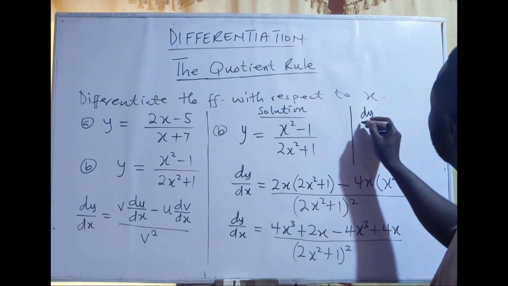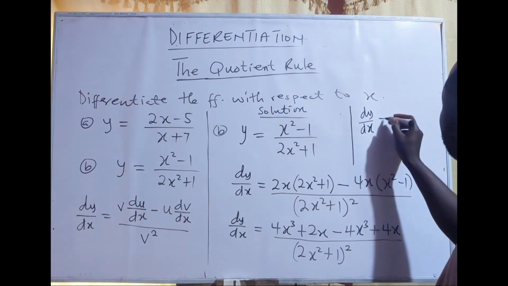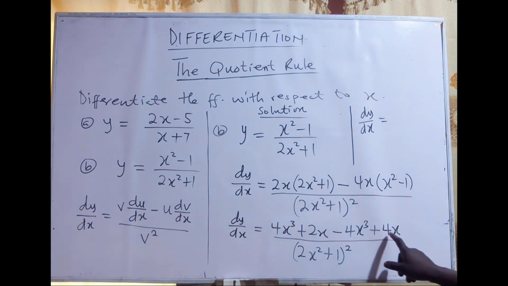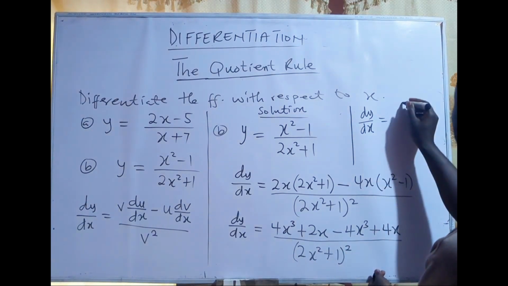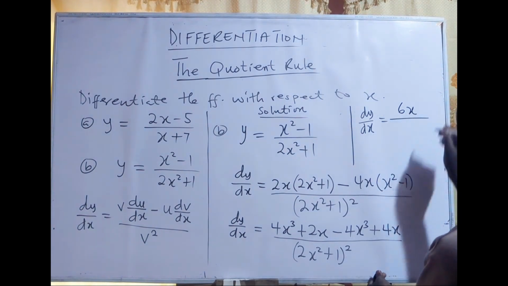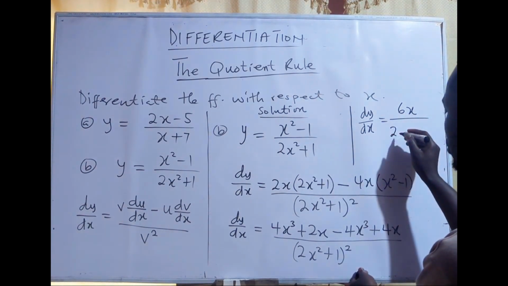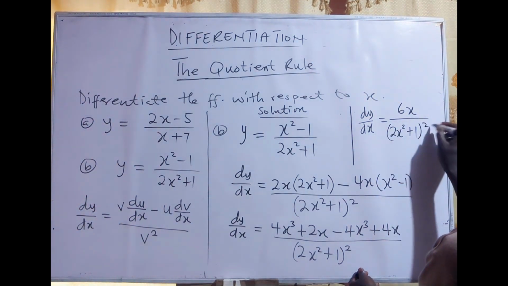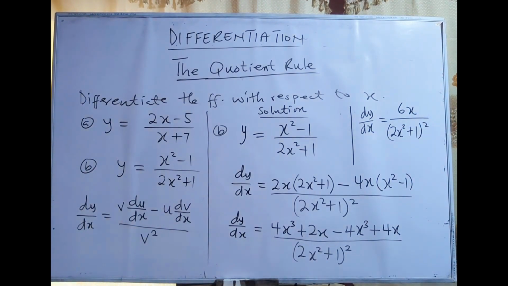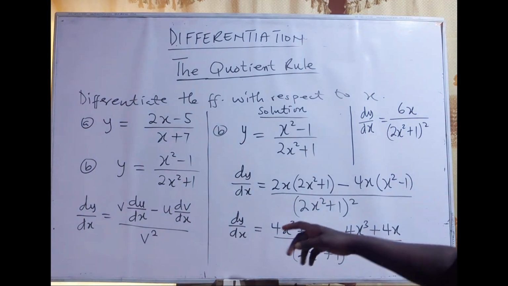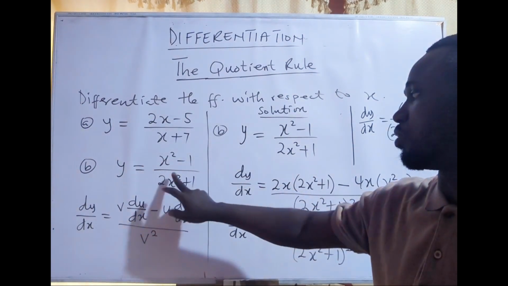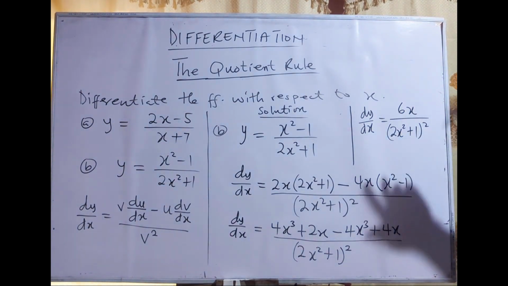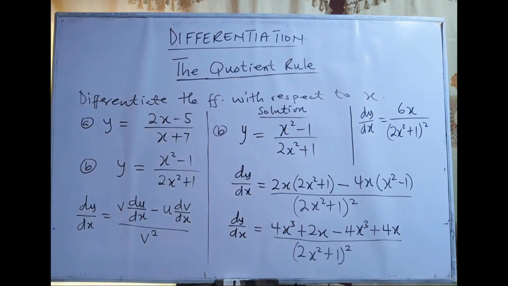So our dy on dx is going to be 4x cubed minus 4x cubed is 0. 2x plus 4x will give us 6x, all divided by 2x squared plus 1 all squared. So this is the differentiation of x squared minus 1 all divided by 2x squared plus 1: 6x all over 2x squared plus 1 all squared. So this is so simple.